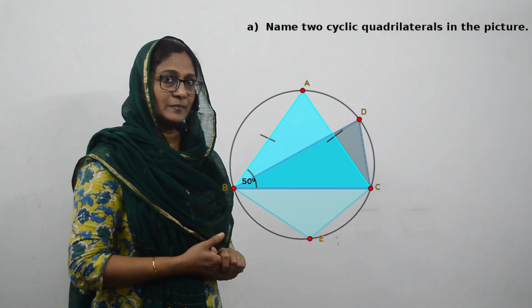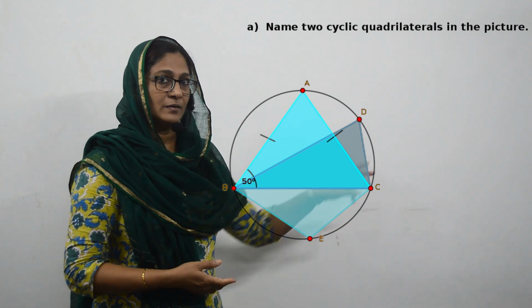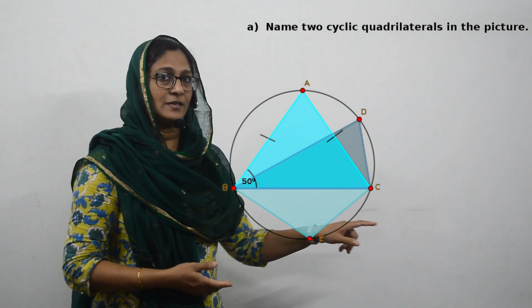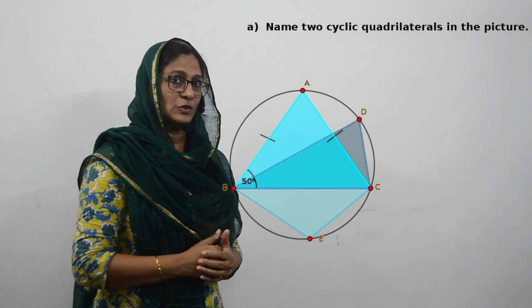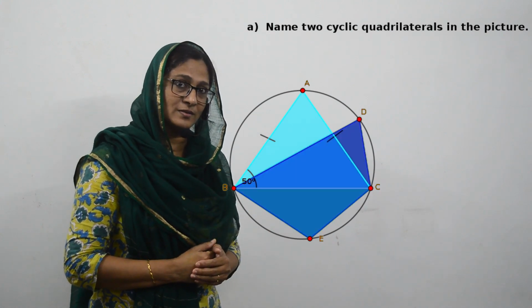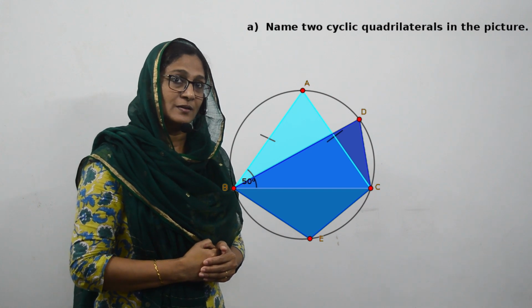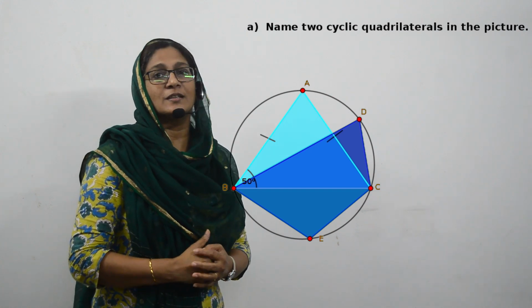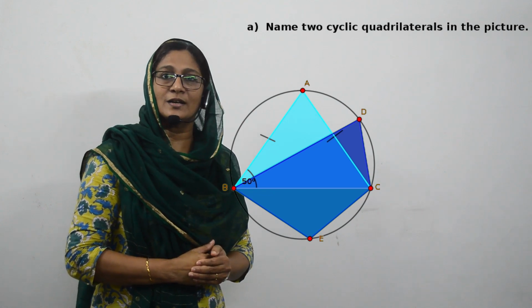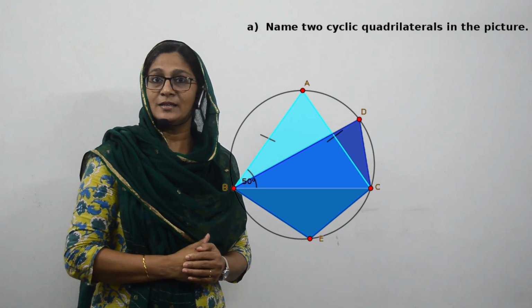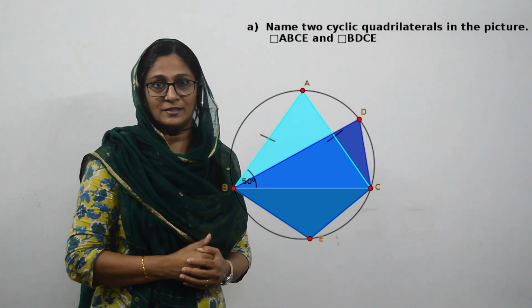Take another one. BDCE. These 4 points join to form another cyclic quadrilateral. BDCE is another cyclic quadrilateral. So, the 2 cyclic quadrilaterals are BACE and BDCE.